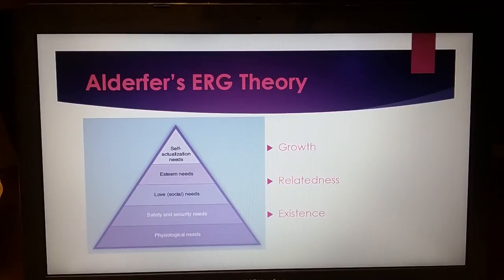It also says that you can move back and forth between them, which is probably a more accurate look at things. That people do move back and forth. You might be completely self-actualized, but then all of a sudden, something happens. You have some physiological need. It doesn't mean that you haven't reached that level. It just means that you kind of move back and forth between them.